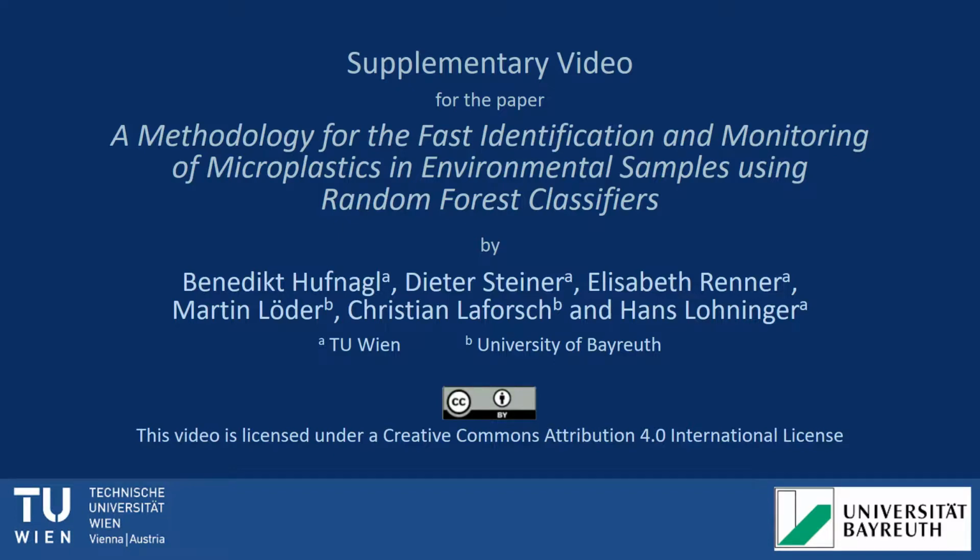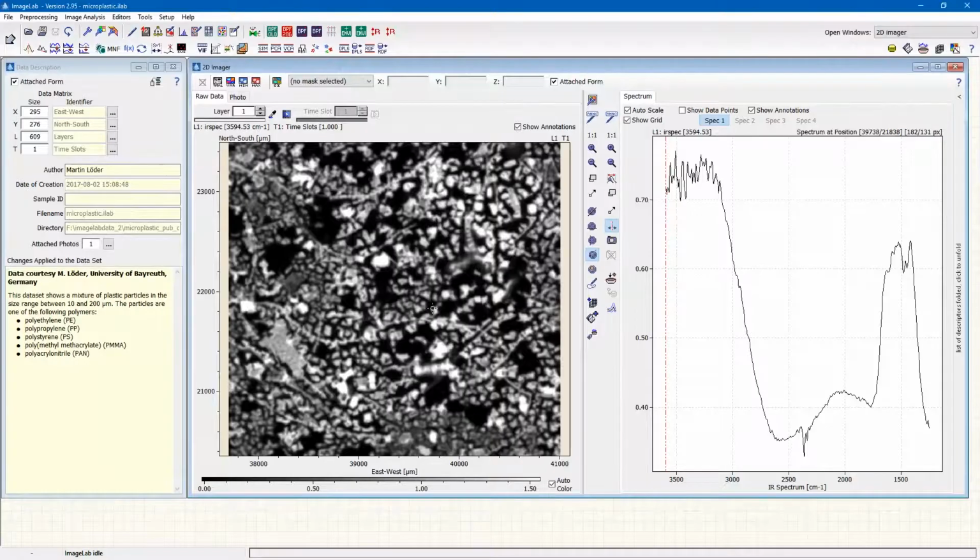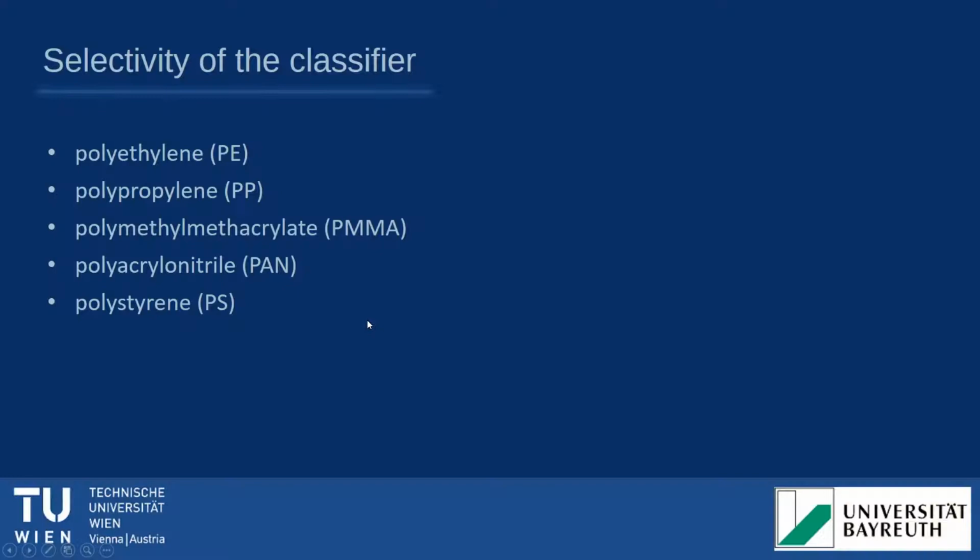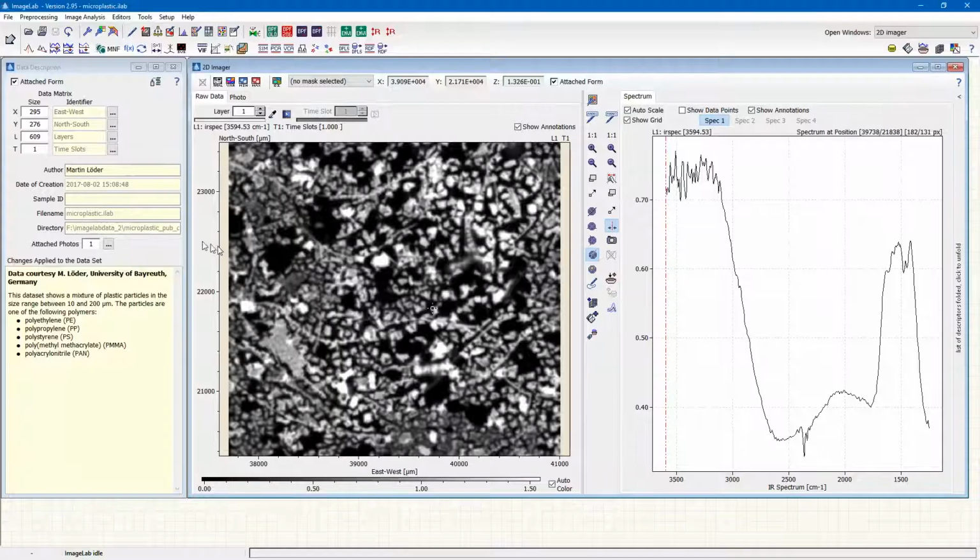The following short video shows you the results of the application of a classifier for microplastics. The data set is a hyperspectral image obtained from a freshwater sample which has been artificially spiked by 5 different polymer particles: polyethylene, PE, polypropylene, PP, polymethylmethacrylate, PMMA, polyacrylonitrile, PAN, and polystyrene, PS.